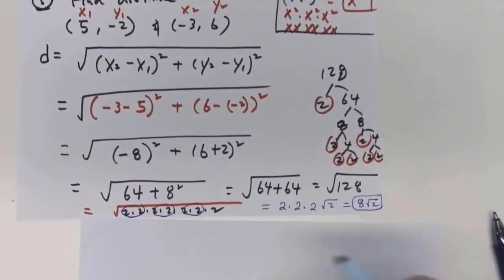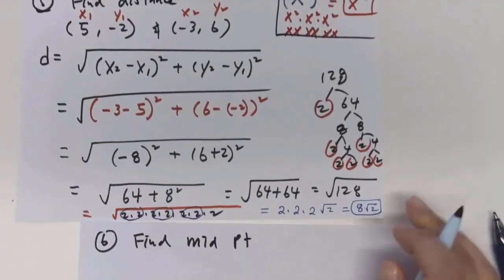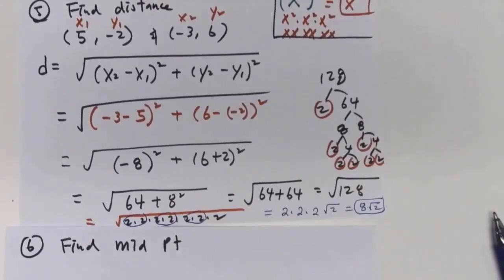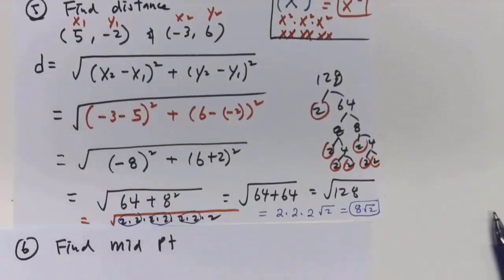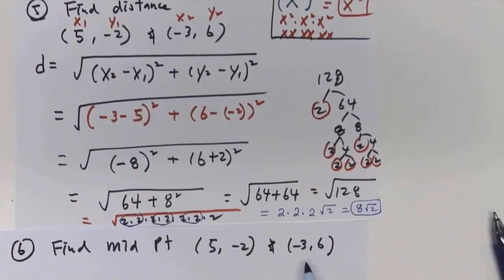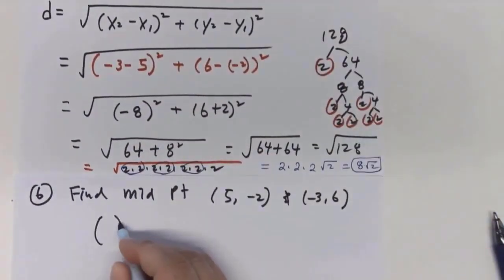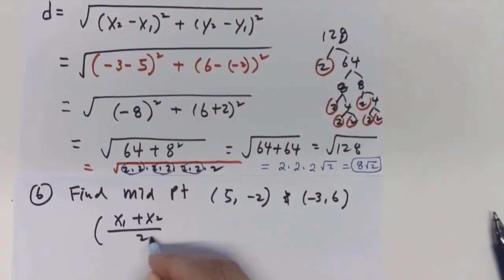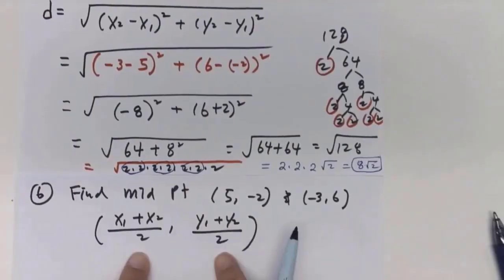When you do questions like this, are the formulas going to be on the test? Yes, there's going to be a bunch of formulas. You need to identify the correct one. For the distance one, you find the one that says D equals. Okay, and the midpoint, I'm going to have 5, -2, and -3, 6. The midpoint formula looks like a point: x1 plus x2 divided by 2, y1 plus y2 divided by 2. Hopefully you can tell this looks like a point. So this is the midpoint formula.